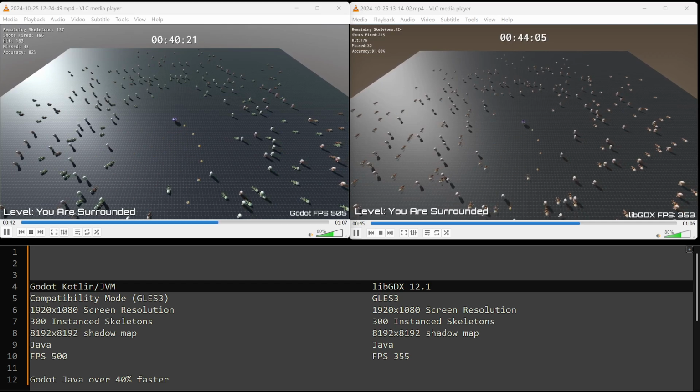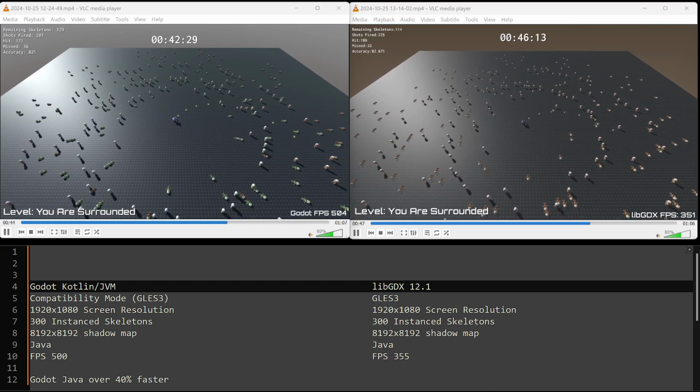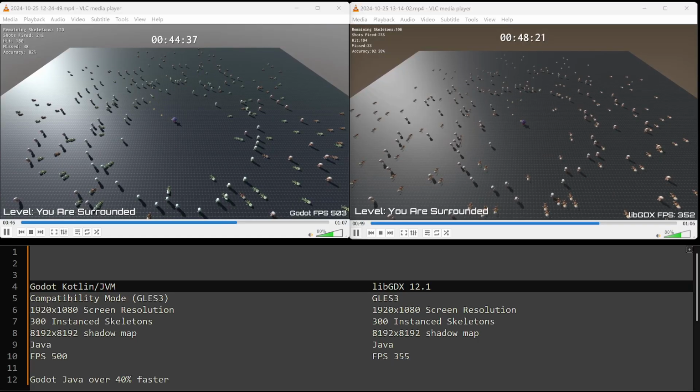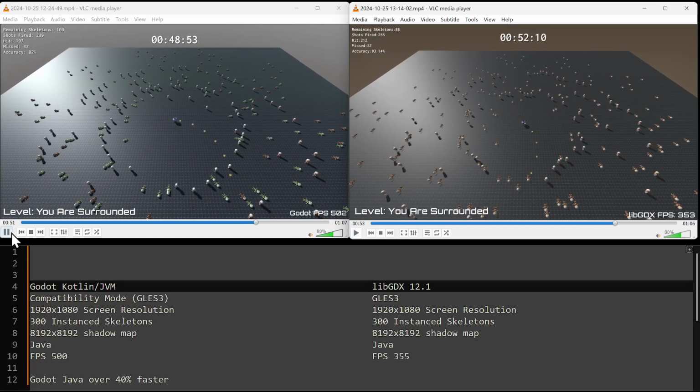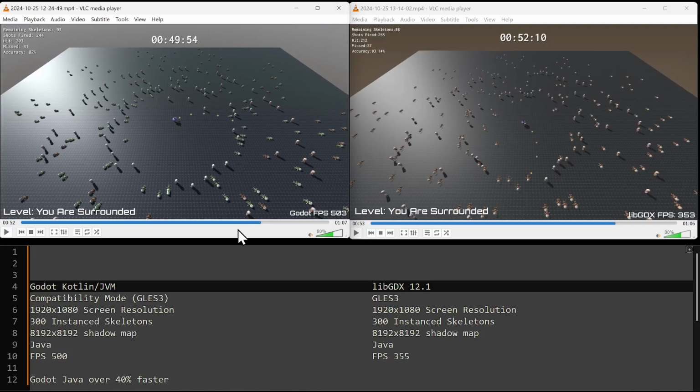And it's in compatibility mode, so it's using GLES3. So they're both using GLES3. They're both at the same resolution. I'm just going to pause these so that I don't get the noise from the music and the sounds. And it's using 300 instance skeletons, so it's using instancing. And it uses the same size shadow map. It's using hard shadows on Godot, which is the exact same as libGDX.